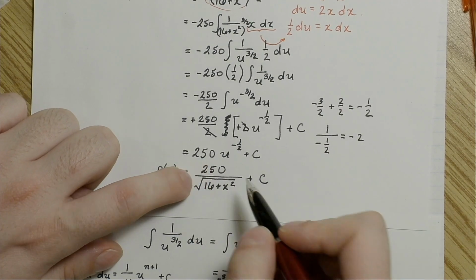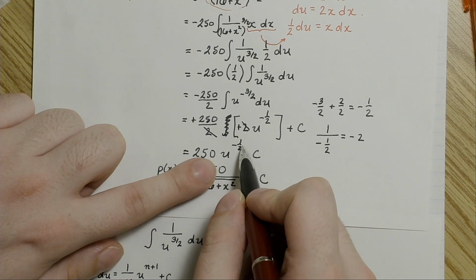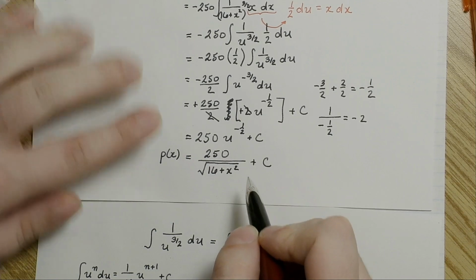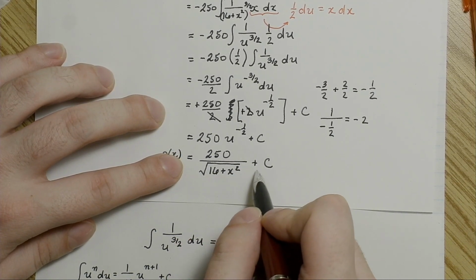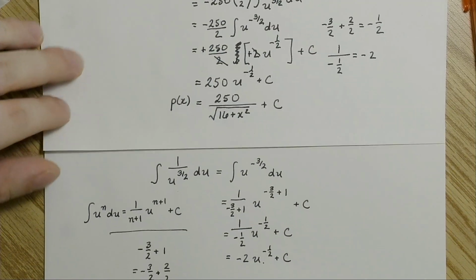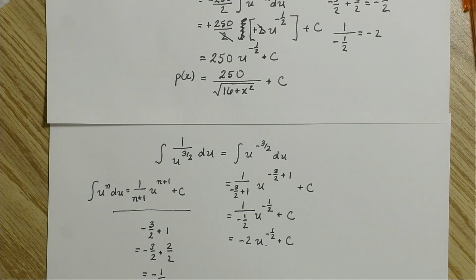And this is a square root. There's a negative, which means that it must go into the denominator, and so I'm left with the 250 over the square root of 16 plus x squared plus a constant. I hope that answered the question. Is that okay? Good.